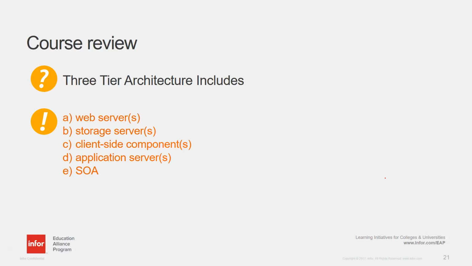Okay, so here's our review. Three-tier architecture includes web servers, storage servers, client-side components, application servers, service-oriented architecture. It could include all of the above. It doesn't necessarily have to include a web server. It could be an n-tier architecture, and then maybe there's a web server. So I would argue that it could be all of these, or it could be B, C, D, and E. Depends on the configuration. That's kind of a trick question, I guess.